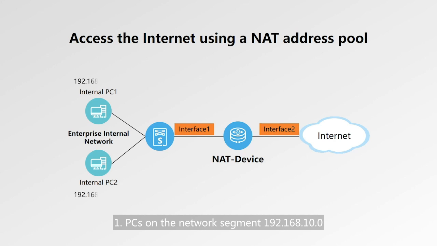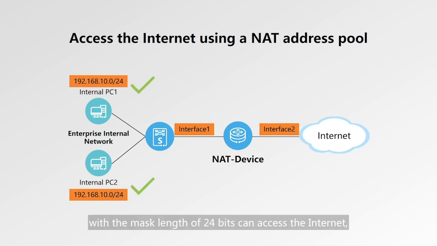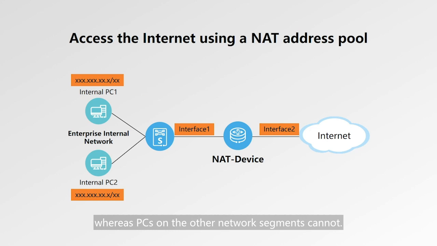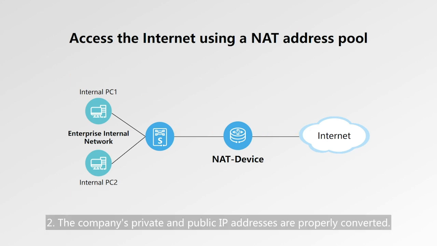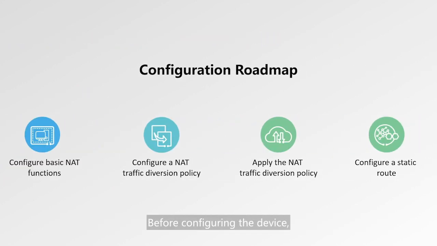1. PCs on the network segment 192.168.10.0 with the mask length of 24 bits can access the Internet, whereas PCs on the other network segments cannot. 2. The company's private and public IP addresses are properly converted. Before configuring the device, let's go through the configuration roadmap.